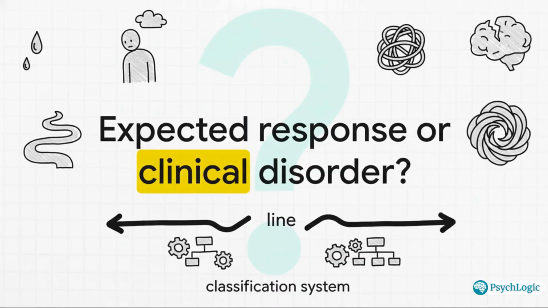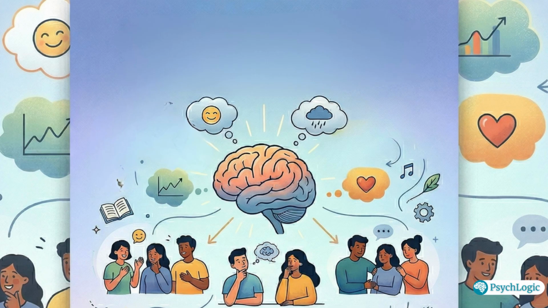We all feel sad, we all get anxious, we all experience stress. So where is that line? At what point does grieving the loss of a loved one, for instance, cross over into what a clinician would actually call a psychiatric disorder? Answering that exact question is the whole reason these classification systems exist, to try and draw that line as clearly and consistently as possible.